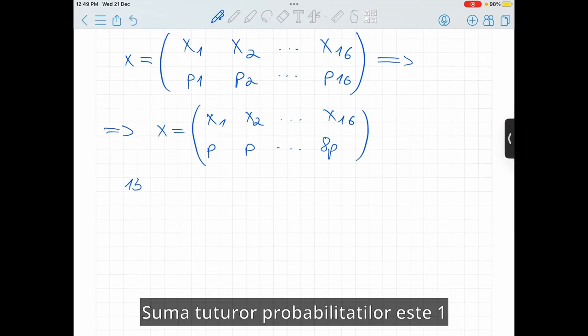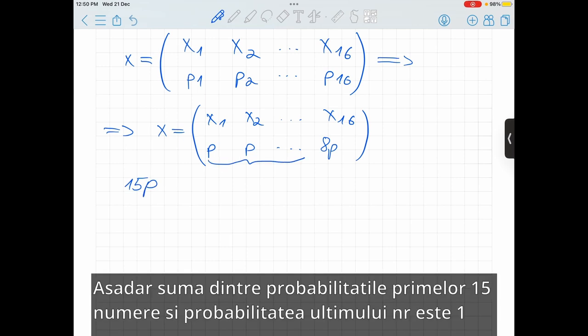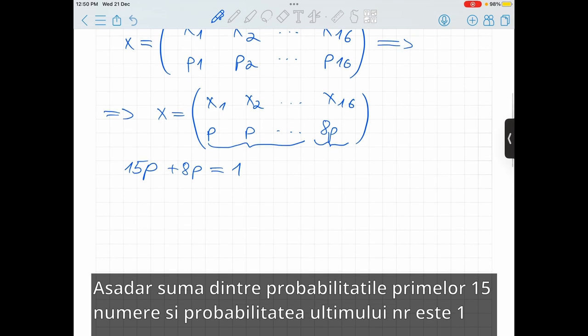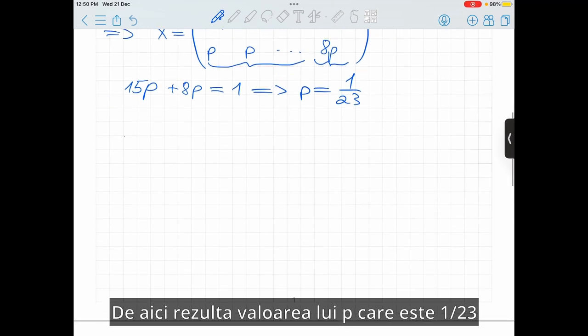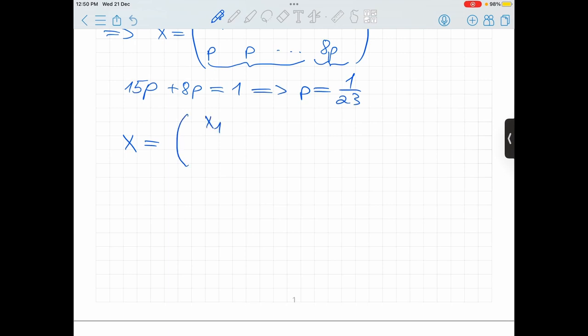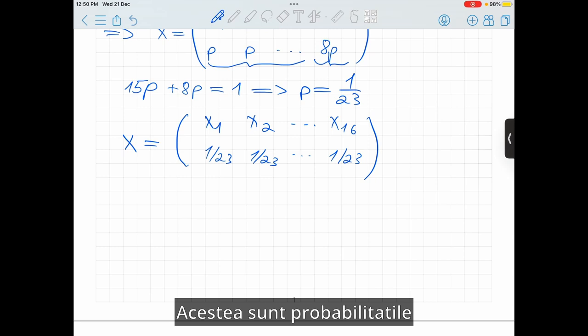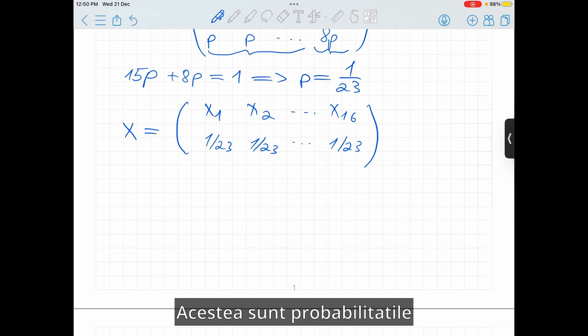This means that 15p, because of the first 15 numbers, plus 8p will compute the value of 1, and from here it results p, which is this one. So this would be the computation we put: 1 divided by 23.